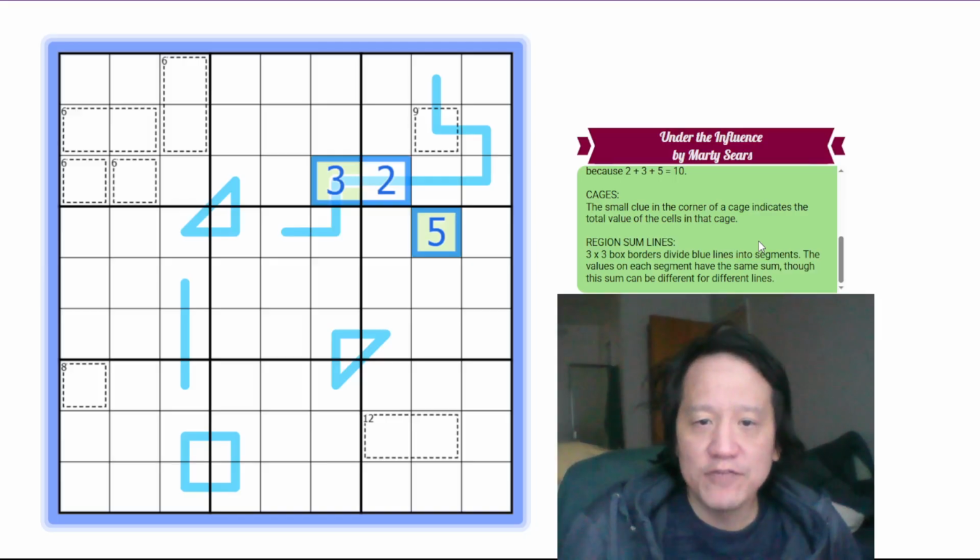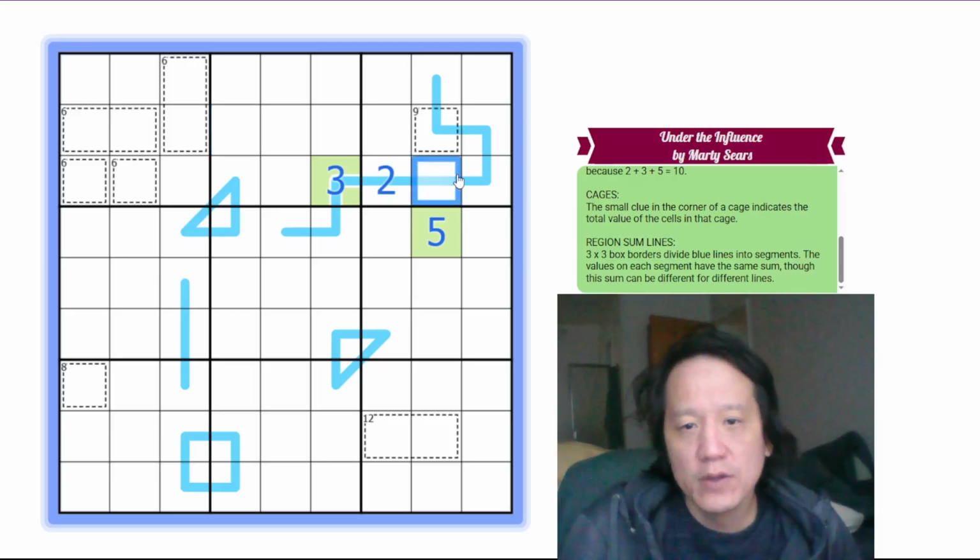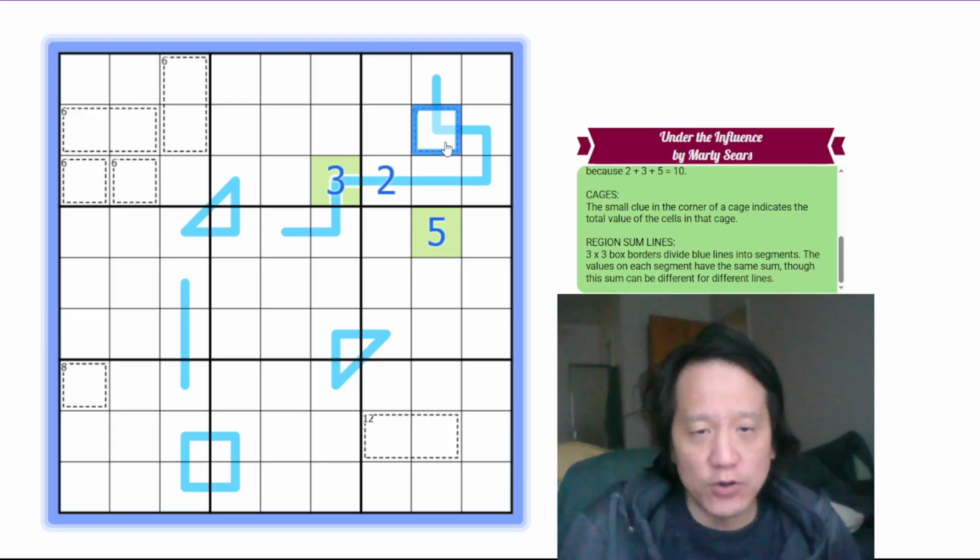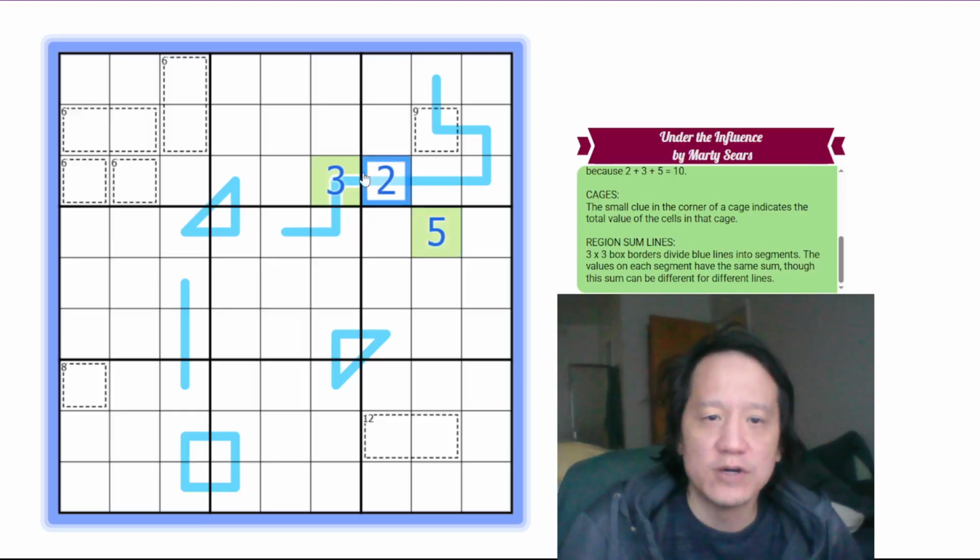We also have cages, where the small clue in the corner of a cage indicates the total value of the cells in that cage. So, for example, the total value of the cells in this cage is 9. The total value of the cells in this cage is 6. And the total value of the cells in this cage is also 6. Same with these. Again, remember, you have influencer cells, which can change the value of cells away from its digit.